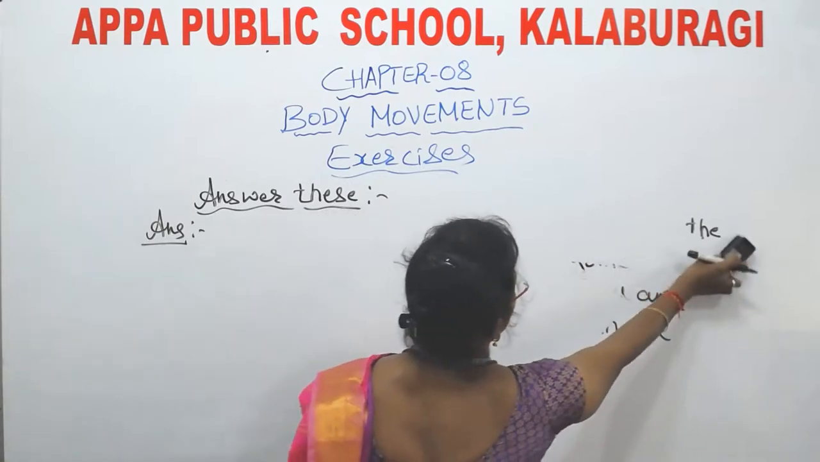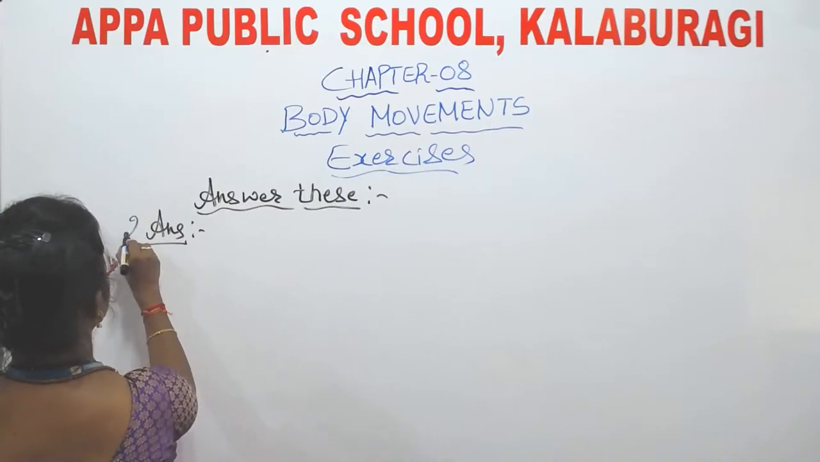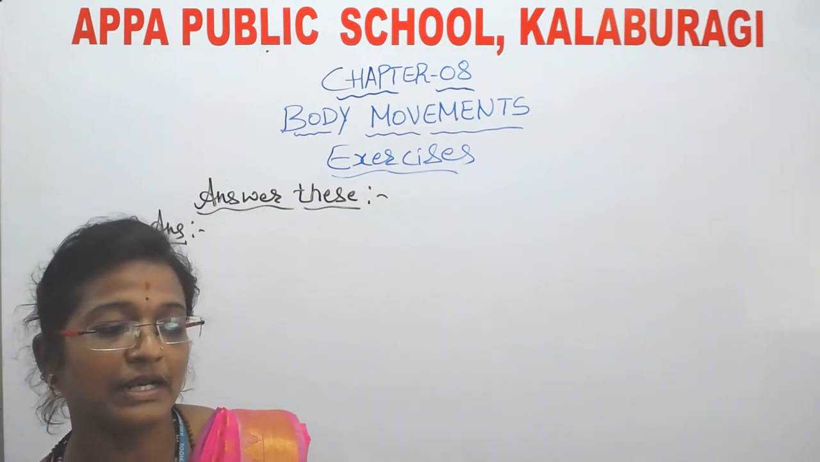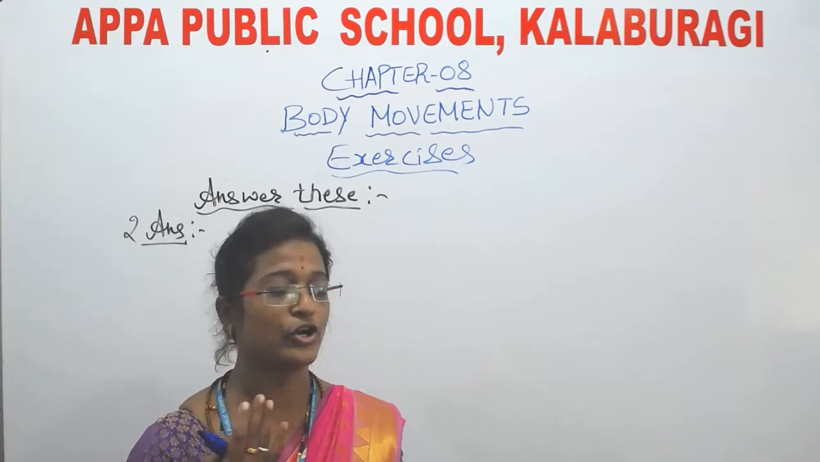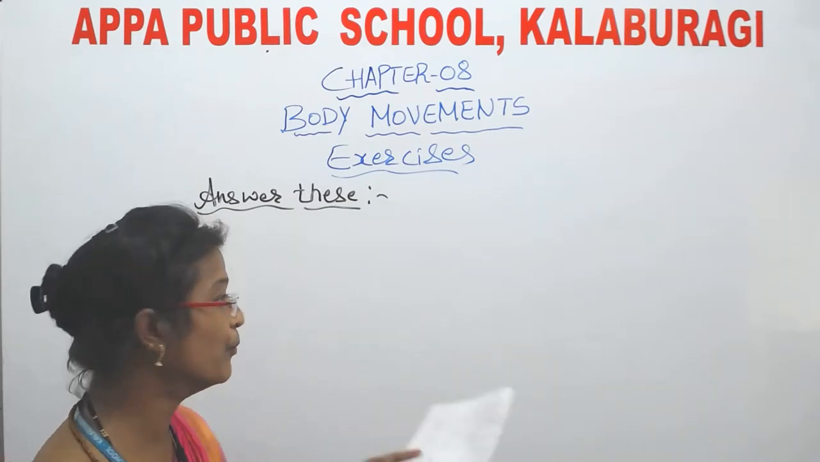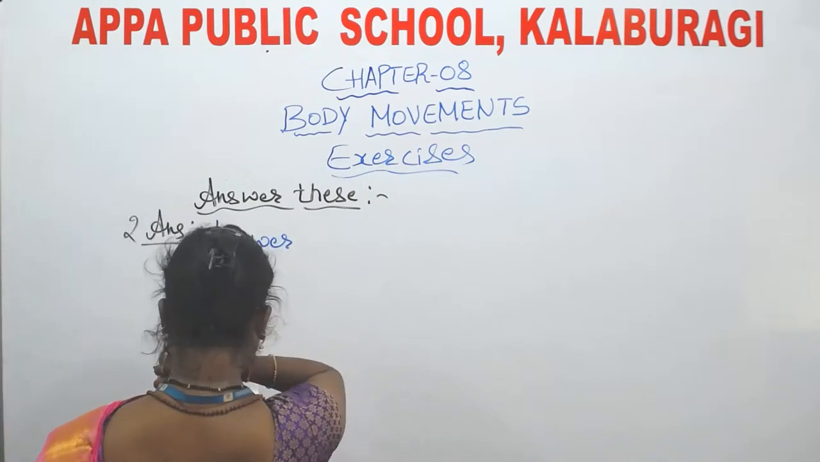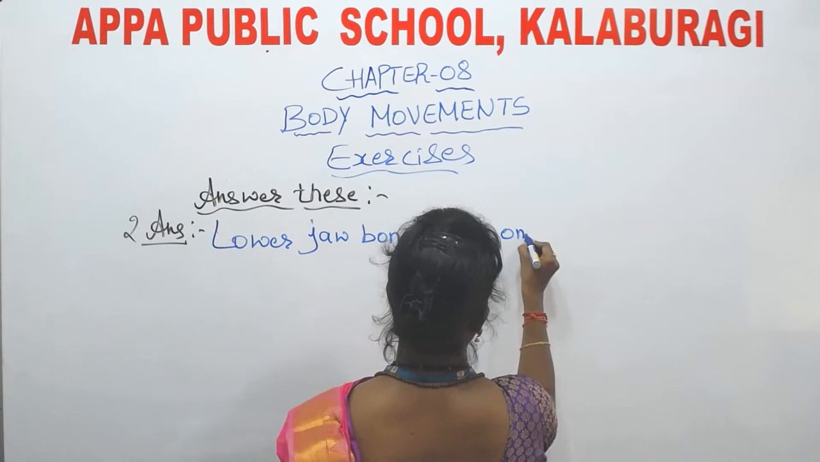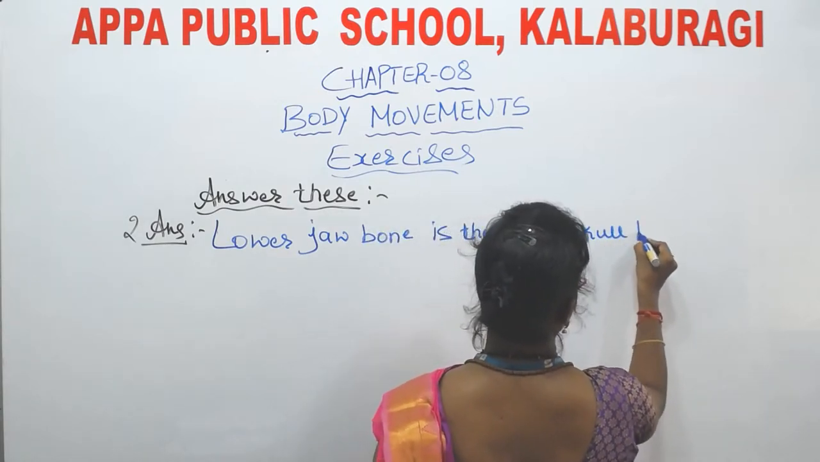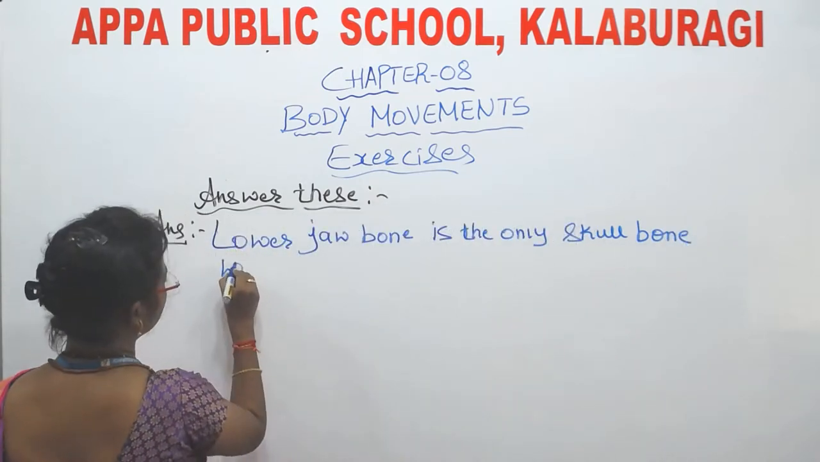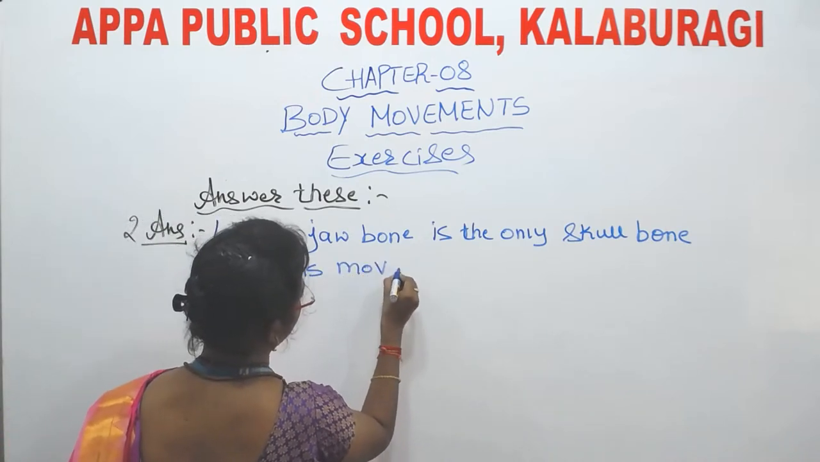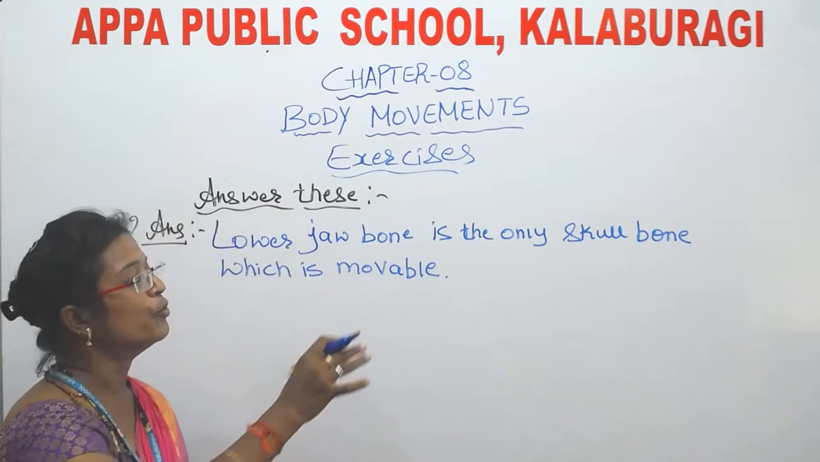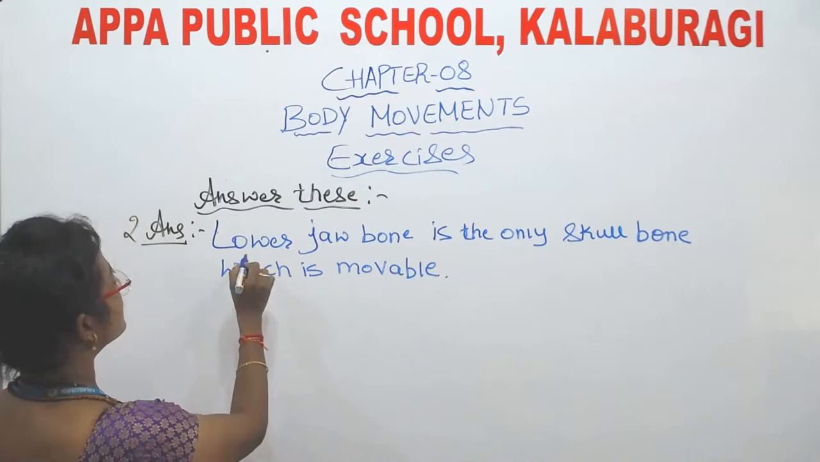So what is the question? The question is, which of the skull bones are movable? So which is the movable in our skull? As I said, one is fixed joint, one is movable joint. So the question they have asked here is, which of the skull bones are movable? So, lower jaw bone is the only skull bone which is movable. Isn't it? So we can move our lower jaw. Because lower jaw bone is the only skull bone which is movable. The upper jaw has a fixed joint, isn't it? So the movable joint is lower jaw.